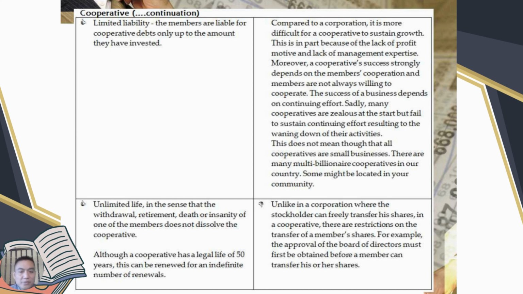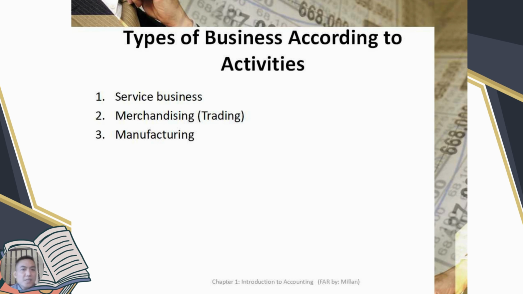Unlike in a corporation where the stockholders can freely transfer their shares, in a cooperative, there are restrictions on the transfer of a member's shares. For example, the approval of the board of directors must first be obtained before a member can transfer his or her shares. Types of business according to activities.